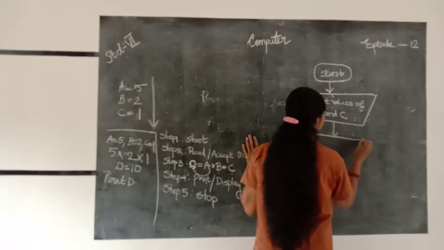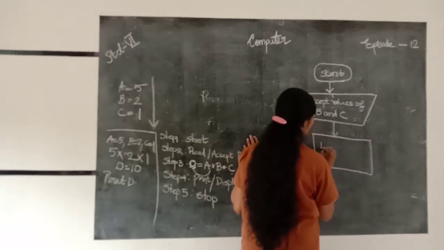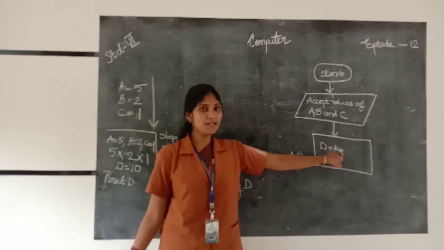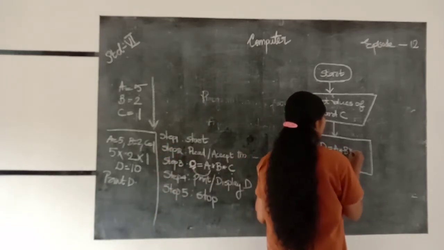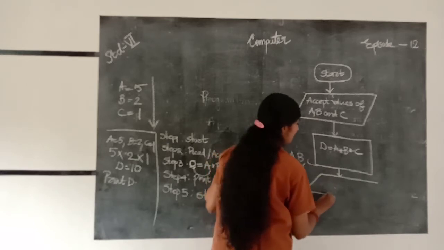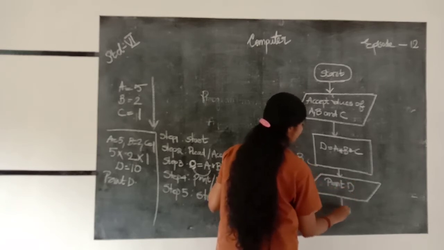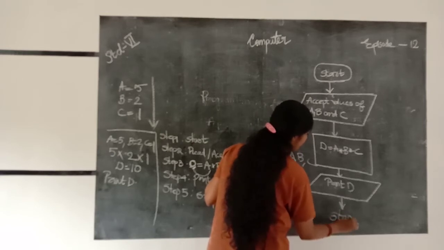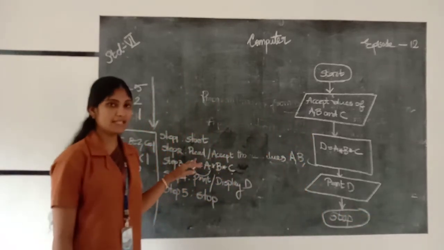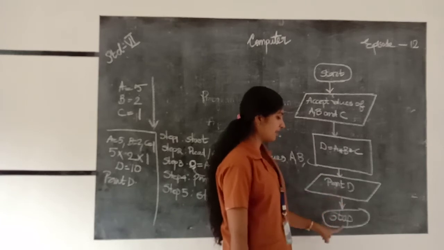Then third one, next is the processing step. So D is equal to A into B into C. Here in computer, star is represented by the multiplication symbol. Then next step, printing statement. So print D. Then stop. That type of statement should be written in terminal box. So this is the flowchart for calculating the multiplication of three numbers: start, accept values, then processing, then printing, then stop.